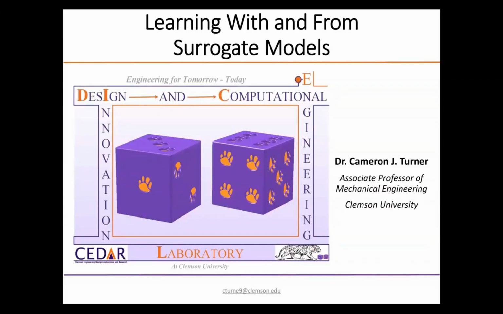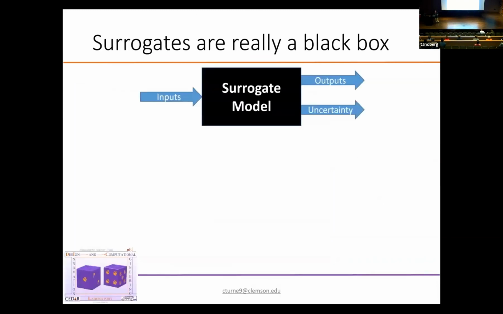Okay, thank you, Rahul. My name is Cameron Turner. I'm an associate professor of mechanical engineering here at Clemson. Most of my research ties into ideas related to surrogate modeling. You might ask, what is a surrogate model? A surrogate model, in my opinion, is simply the ultimate black box of inputs and outputs with some uncertainty.